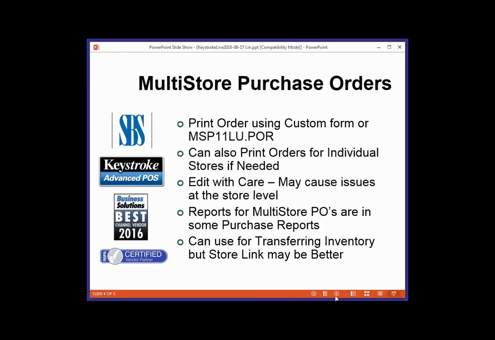We have one form in Keystroke to print multi-store orders because it gives you the item, and then for each store it gives you how many you've allotted for each store, the 3, 5, 10, whatever. You can also print orders as they're going to show up at the individual stores if you want, and we'll go through all of this with Keystroke.